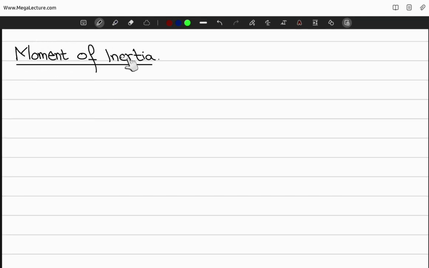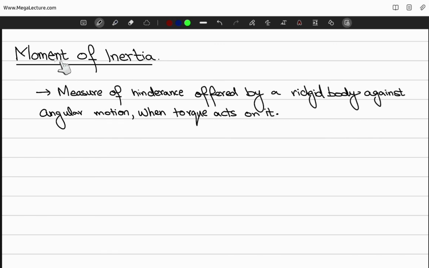Now let's discuss moment of inertia. The moment of inertia is simply defined as a measure of hindrance which is offered by the rigid body against angular motion. So it is something that works against angular motion when some torque is acting on your rigid body, and that thing is termed the moment of inertia. If you have something that's rotating, the harder it is to rotate that body or to make it perform angular motion, the higher the moment of inertia that system would have.